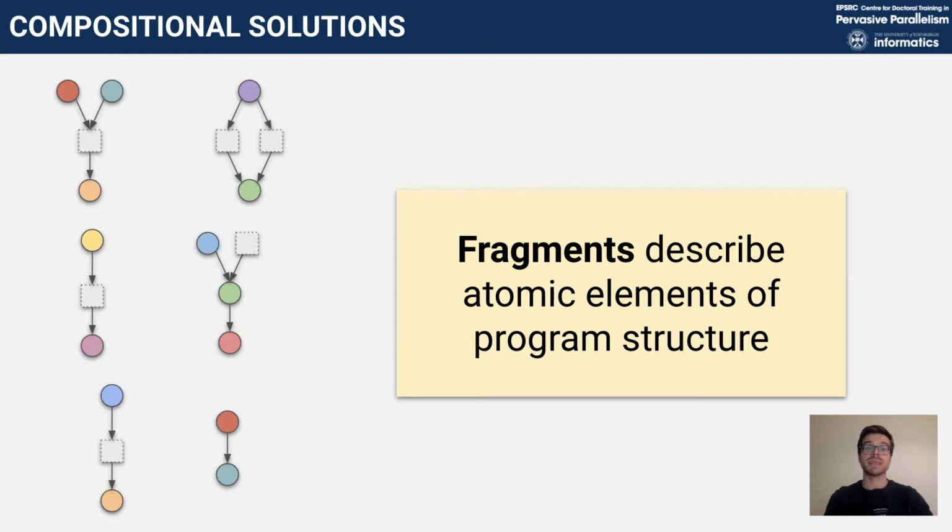On the left, there are some illustrations of what we can visualize fragments as looking like. Circles represent concrete code, while squares represent potential points for further composition.